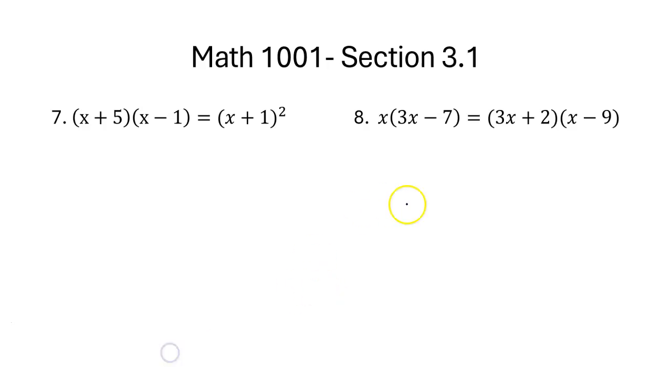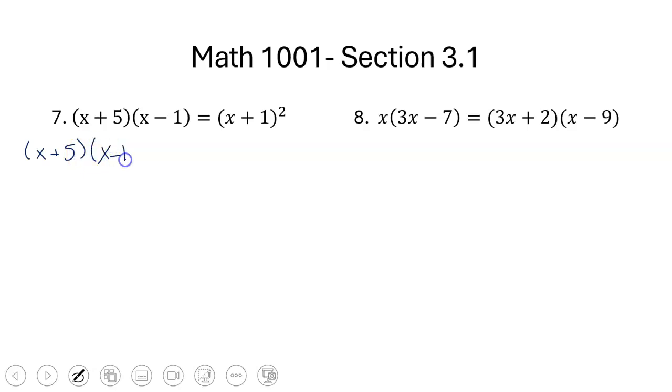Looking at problem number 7, seems intimidating, but it's not. We know our steps. So the first thing we need to do, as soon as you see that squared with a binomial, we need to write it out twice. So I'm going to bring that left side down. And I'm going to write out x plus 1 twice.